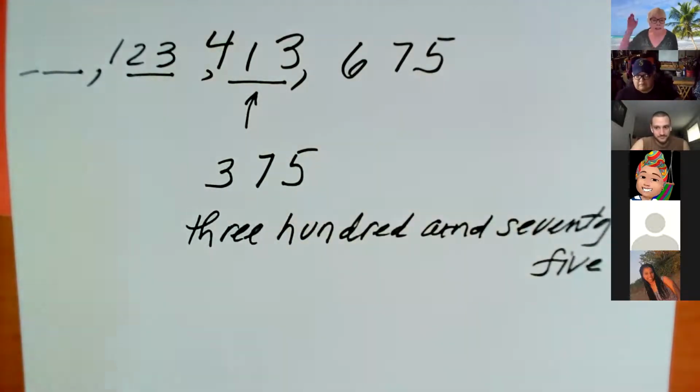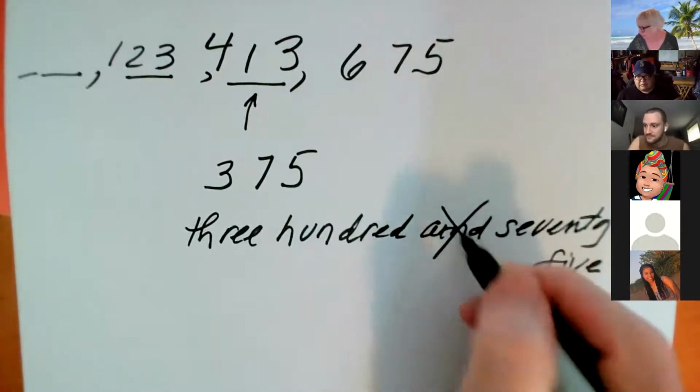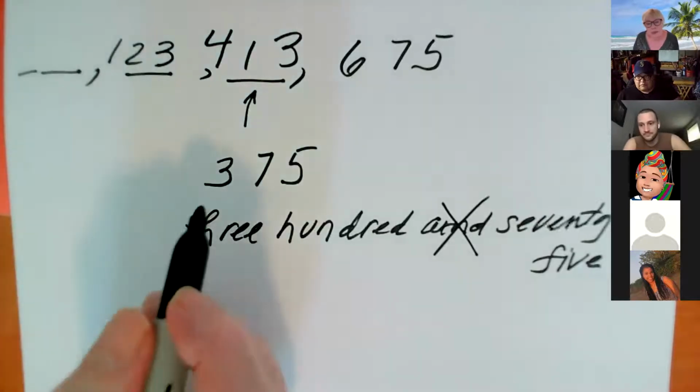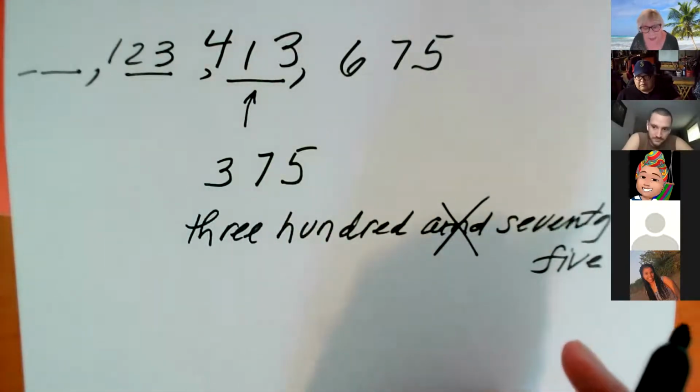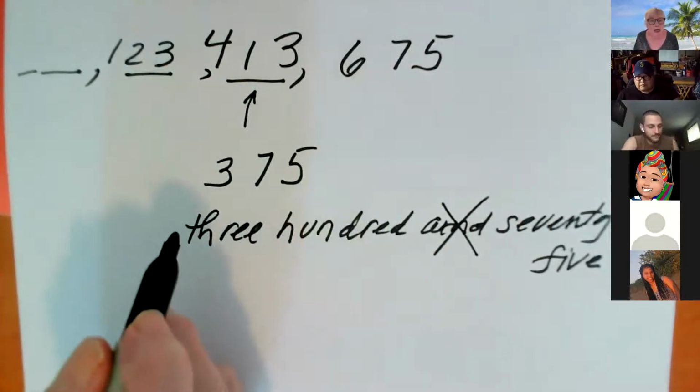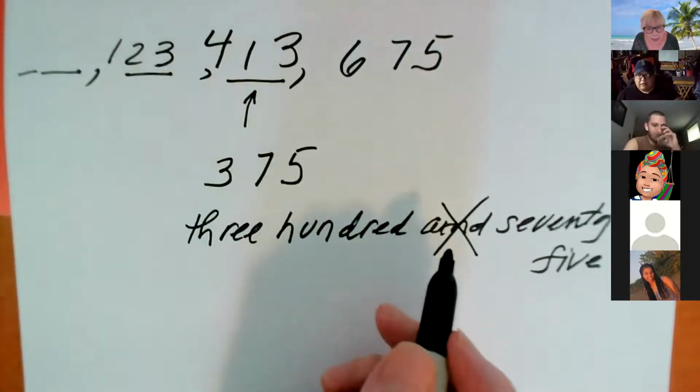$375. It's so to say that, isn't it? It is. The word "and" only belongs to the decimal place. And so even though you've been taught to say it, when they ask you which is the correct way to say this, you've got to take the word "and" out.